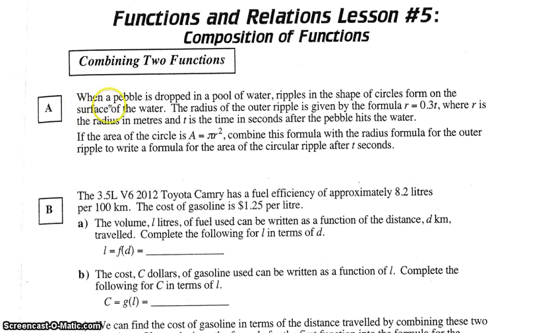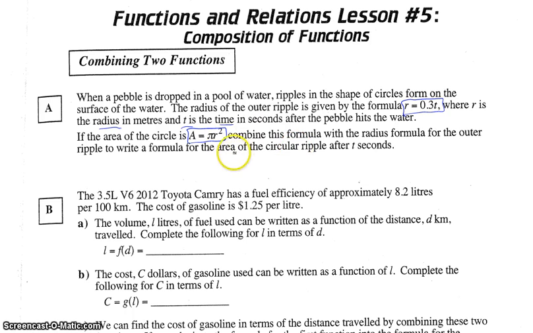So when a pebble is dropped in a pool of water, ripples in the shape of circles form on the surface of the water. The radius of the outer ripple is given by the formula r equals 0.3t. We're going to need that later, where r is the radius in meters and t is the time in seconds after the pebble hits the water. If the area of the circle is A equals pi r squared, combine this formula with the radius formula for the outer ripple to write a formula for the area of the circular ripple after t seconds.